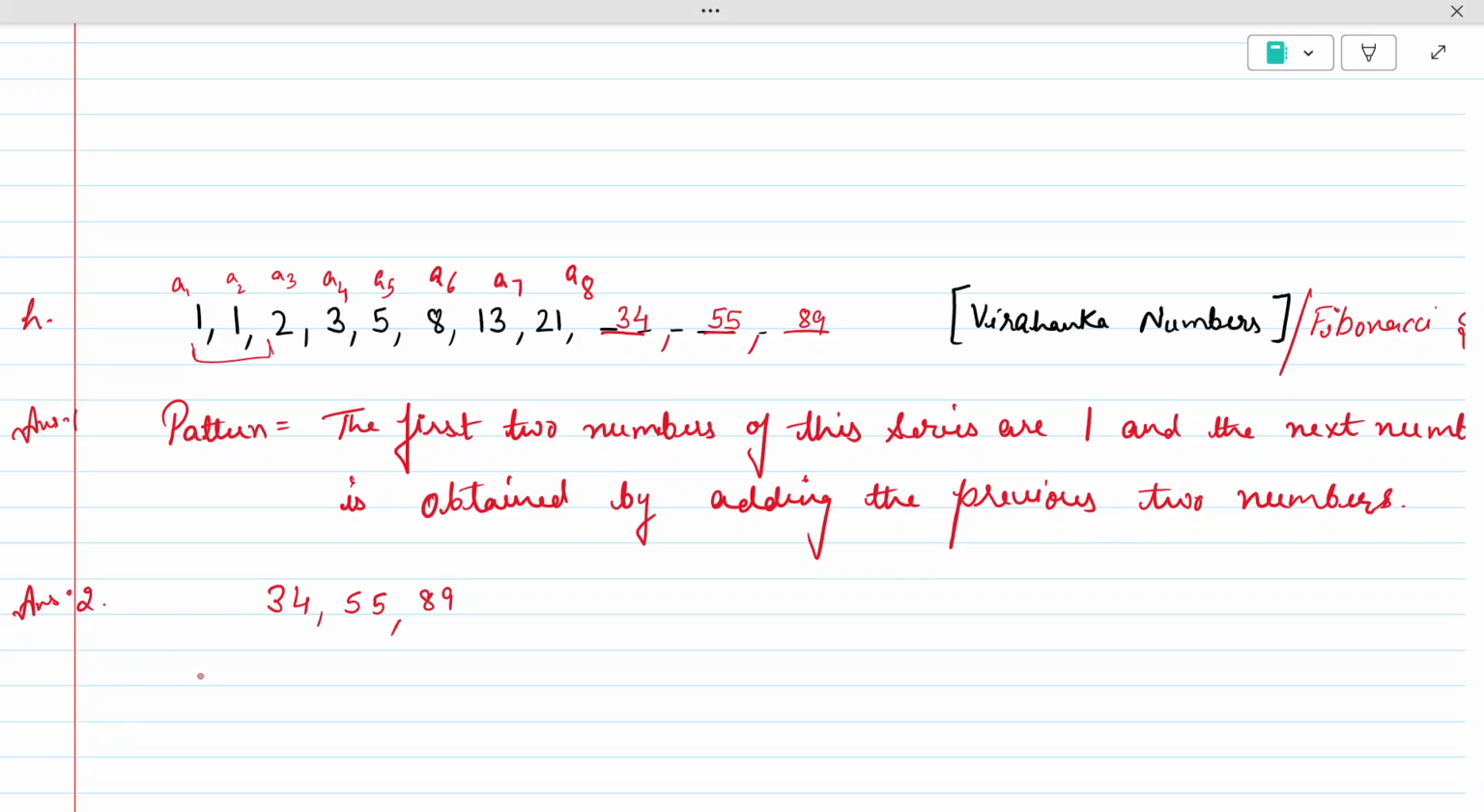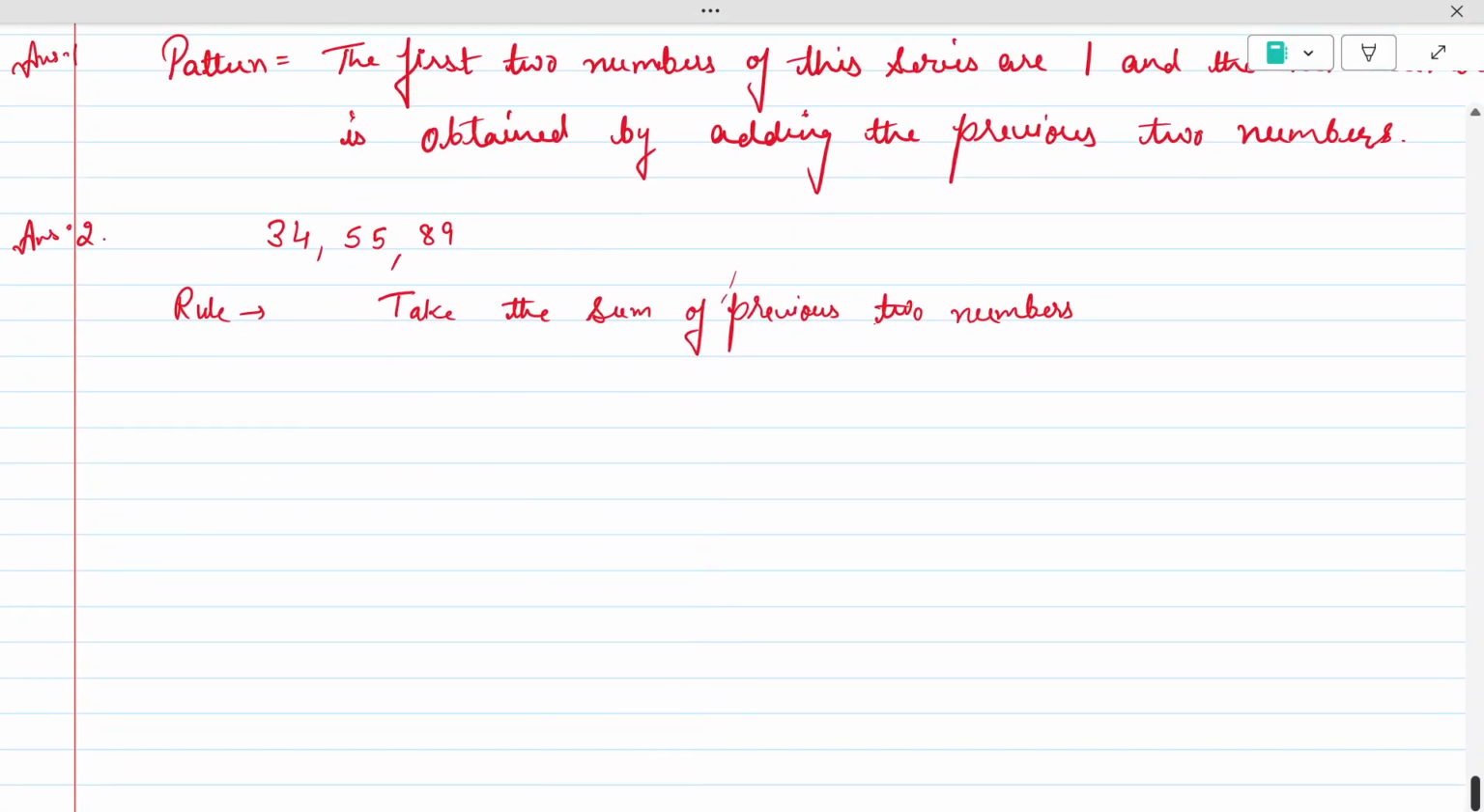Okay, and the rule is: take the sum, means add, of the previous two numbers. They are the Virahanka numbers.